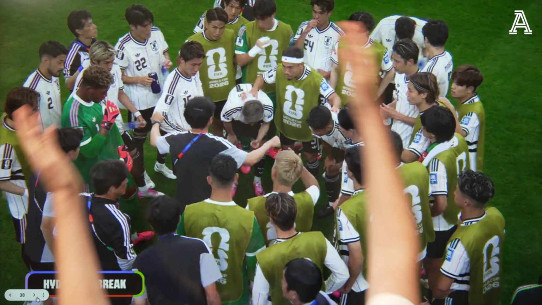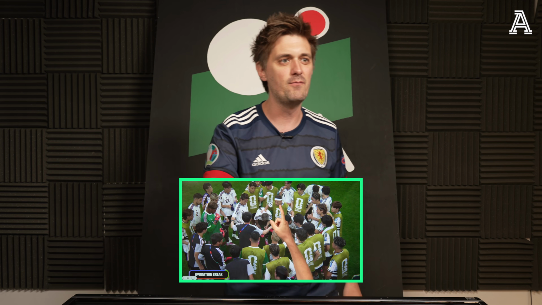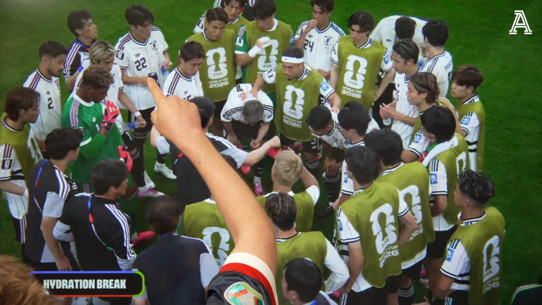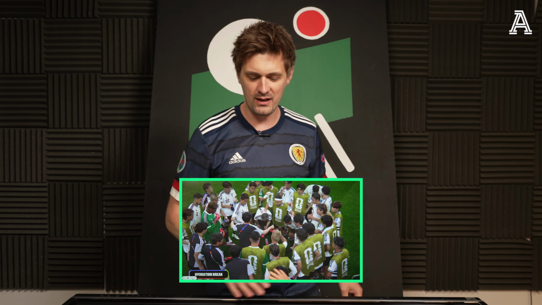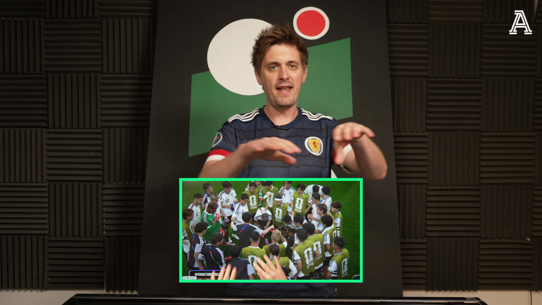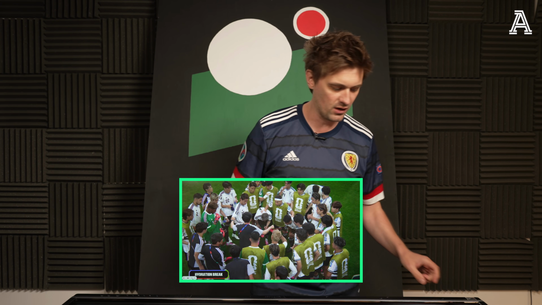So hydration breaks look like this, right? Who's getting hydrated here? Not all of them. I'll tell you that for free. He's got a drink there, that's good. I think he's being hydrated. There's a few being hydrated, but mostly what to look at here is the management team, the coaching staff are giving them all instructions. They're telling them what to do.